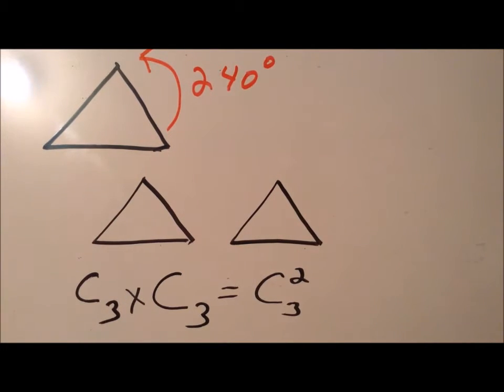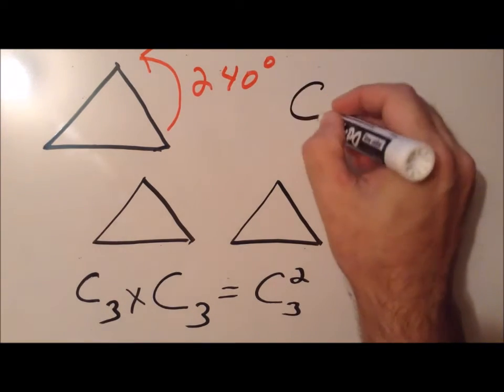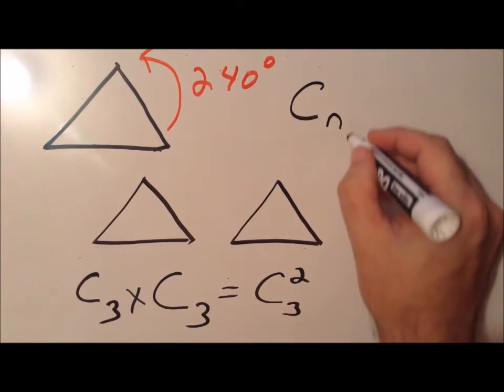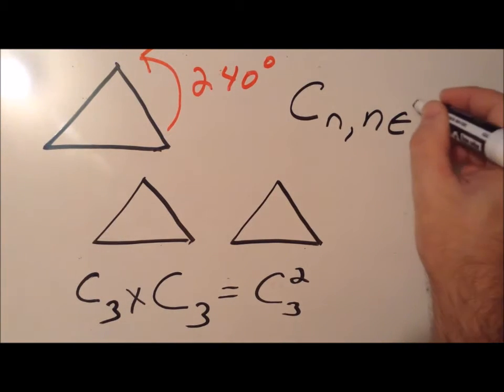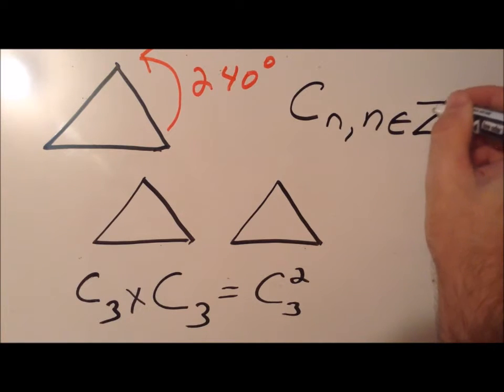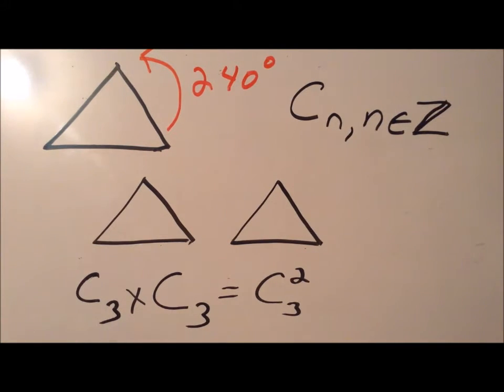When we use the Cn notation, n has to be a whole number. It has to be an integer. So we can write it this way. We have Cn, where n is an element of the integers. The fancy way to write integers is a stylized capital Z, and that tells us that we have an integer.